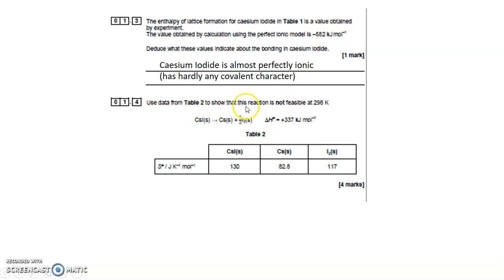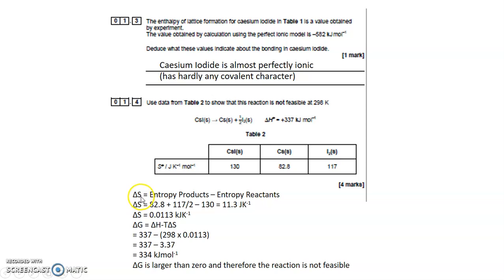Use the data from table 2 to show that the reaction is not feasible at 298 K. So I've got to work out the entropy change first of all. So delta S is my entropy change. Entropy of products minus entropy of reactants is used to work out entropy change. So the products, cesium solid is 82.8. Half an I2, well, I've got a whole mole, 1 mole of I2 is 117, so half of that is 117 divided by 2.